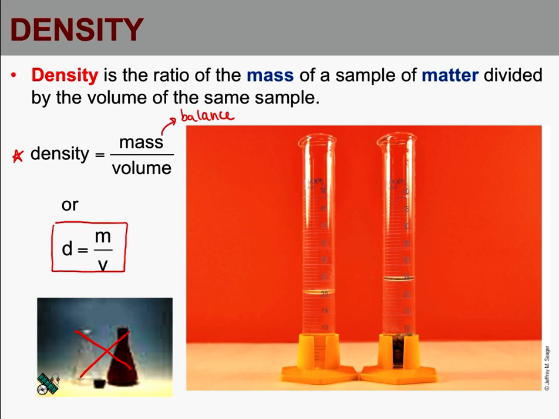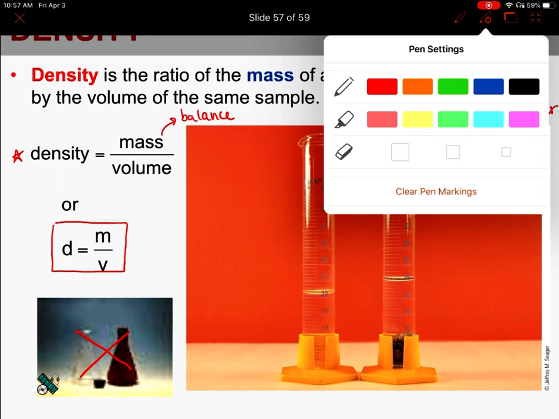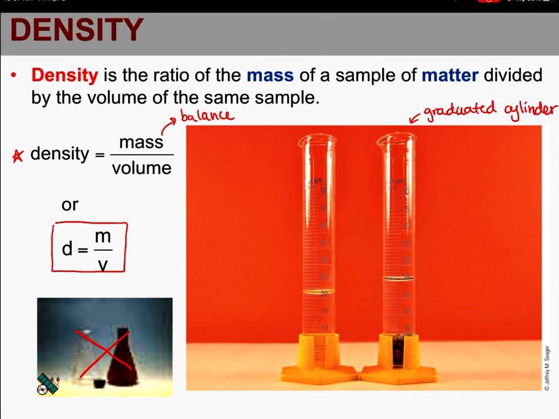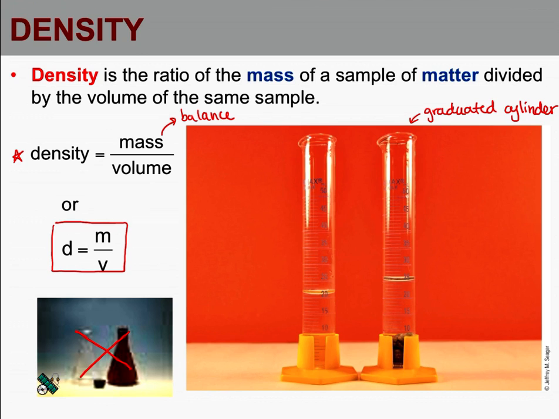But what if we have an irregular shaped object? The way that we can determine volume is with something called a graduated cylinder. So what we do here is initially we fill the graduated cylinder with enough water that it will cover the object that we're interested in.